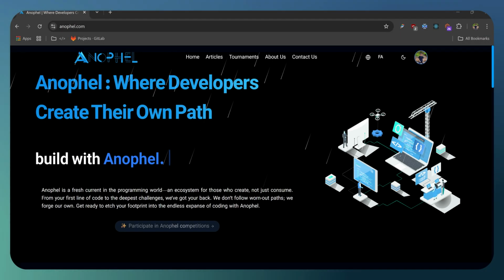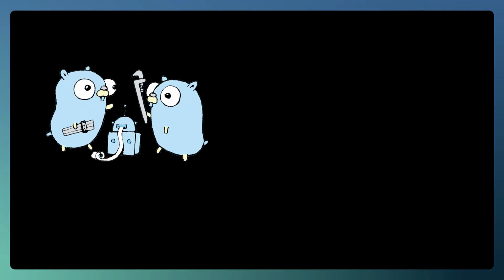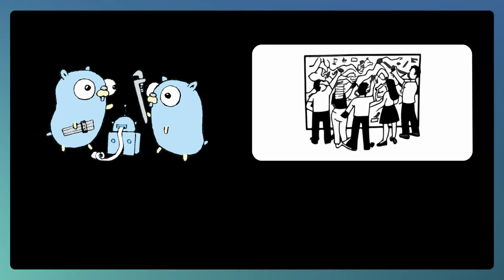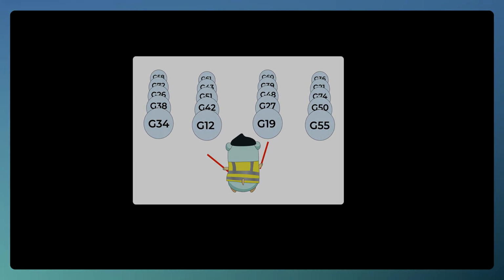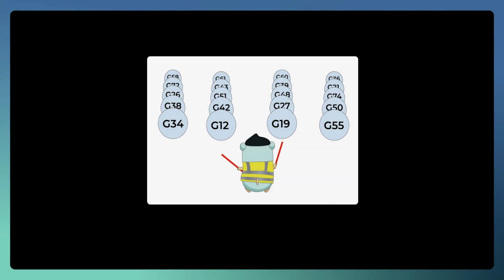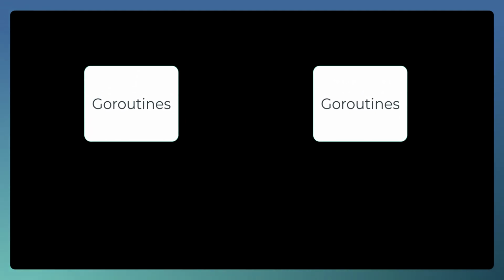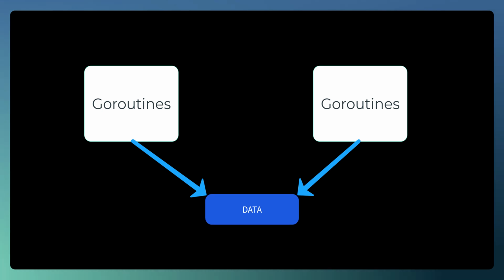Alright, let's break it down. A race condition is like two people trying to write on the same whiteboard at the exact same time. Things get messy and you end up with gibberish. In Go, it happens when two or more goroutines, those lightweight threads Go is famous for, try to read and write the same shared data, like a variable, without any rules. The result depends on who gets there first, and that's a problem.